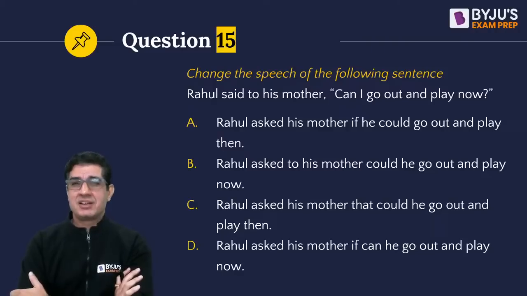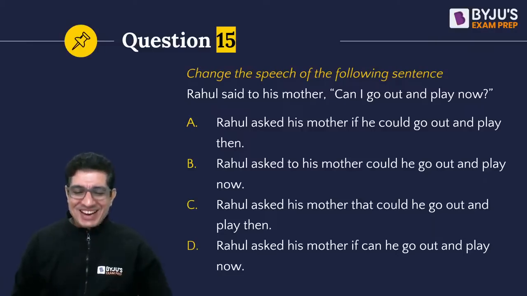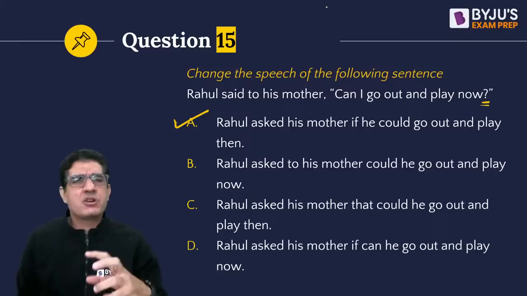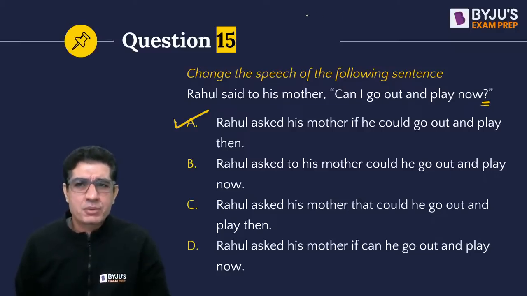Plus, when we convert a direct speech question into indirect speech, it no longer remains an interrogative sentence. It becomes a declarative or assertive sentence. So the helping verb needs to go back to its original place. So the correct answer here is A. So first up, whenever the quote marks have a question, then you need to ask, is it a close-ended question? Is it an open-ended question?